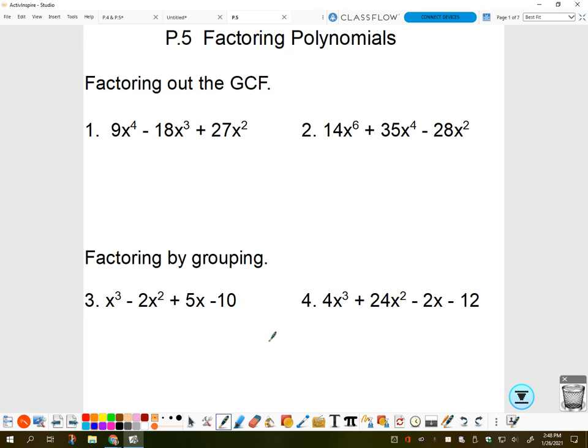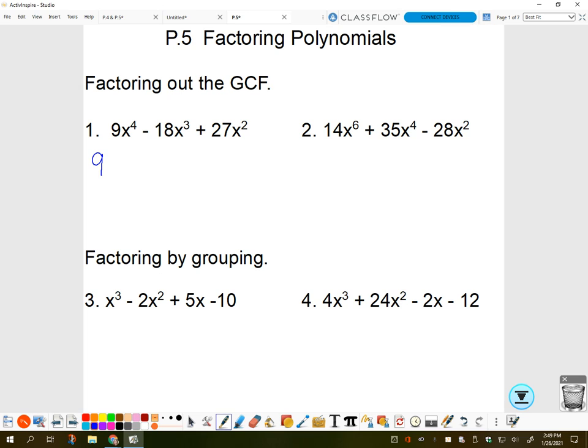So, to factor out a GCF, you're looking for the greatest common factor. With a polynomial, you're going to look at two things: the coefficients, and then the variables. If I look at the coefficients for this problem, I have a 9, an 18, and a 27. The GCF, the biggest number that will divide into those three numbers, is 9.